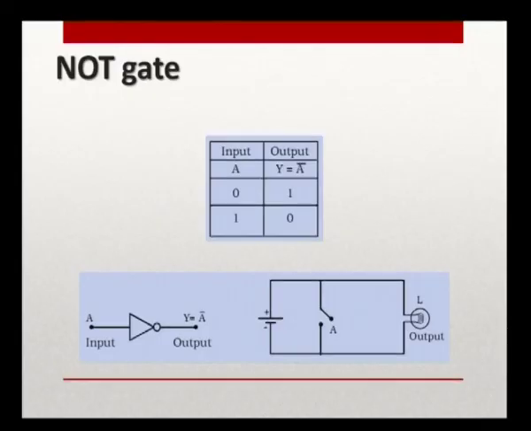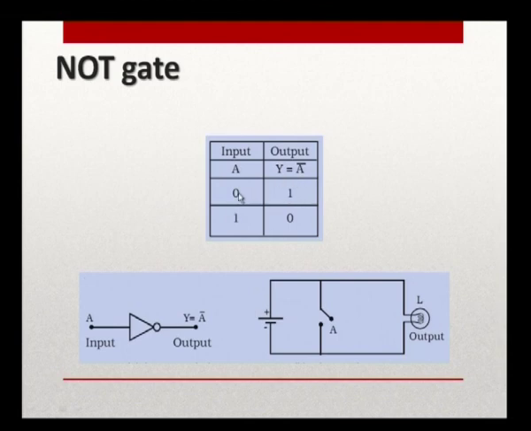How does the truth table appear for the NOT gate? It's very simple, because there is only one input and one output. The output is not the input. So let's have a look at the truth table. See here, there is only one input. The output is not the input.